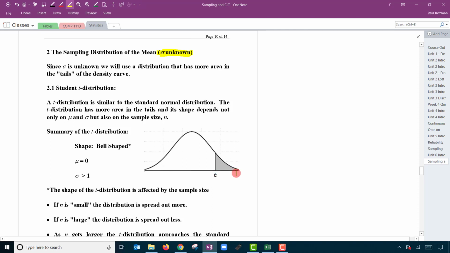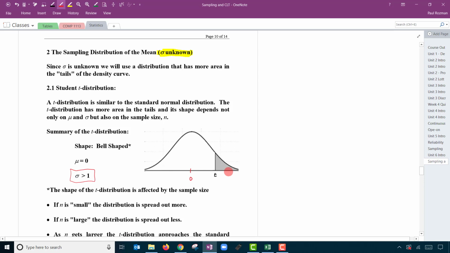The picture that I've drawn here looks like the Z distribution. It has a bell shape as well. It has a zero in the middle of the thing. It's symmetric, just like the Z distribution. The only thing is it's a bit more spread out. So the standard deviation for the T distribution is wider.